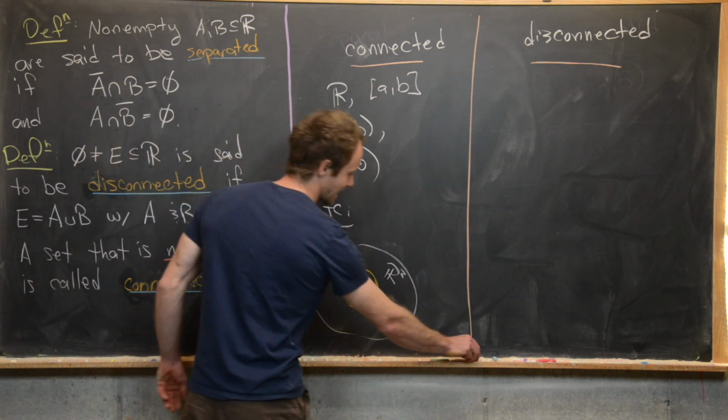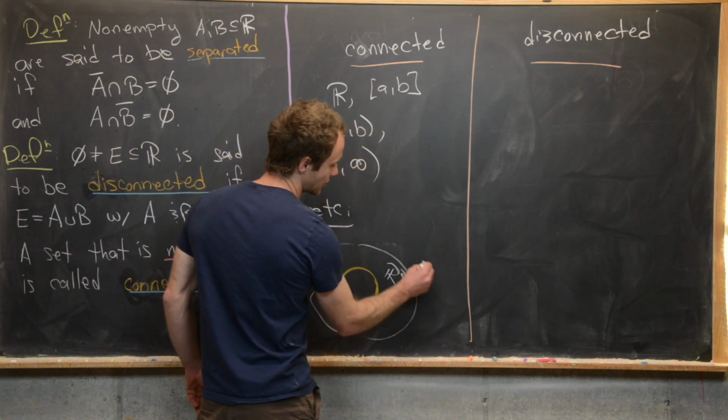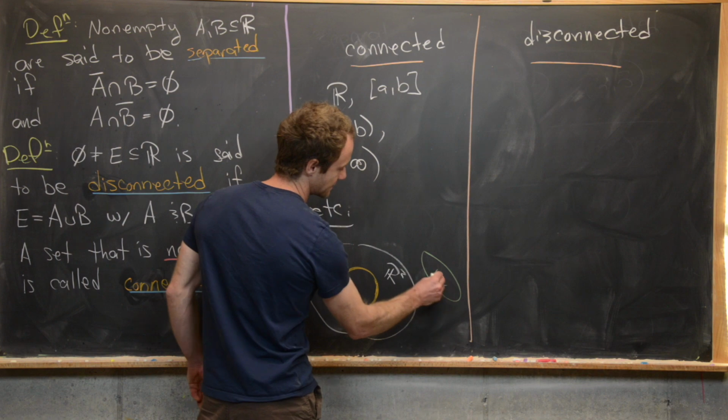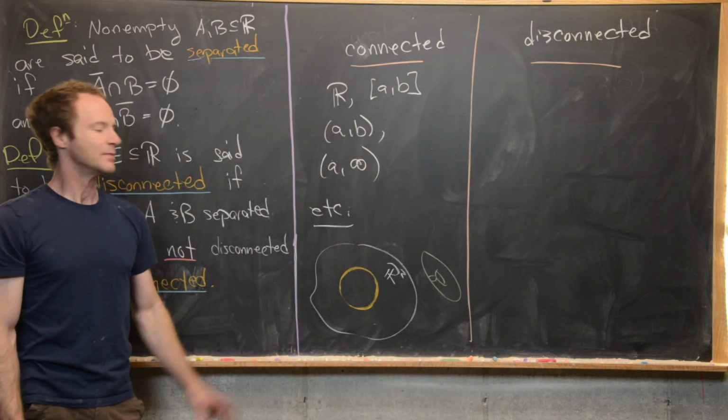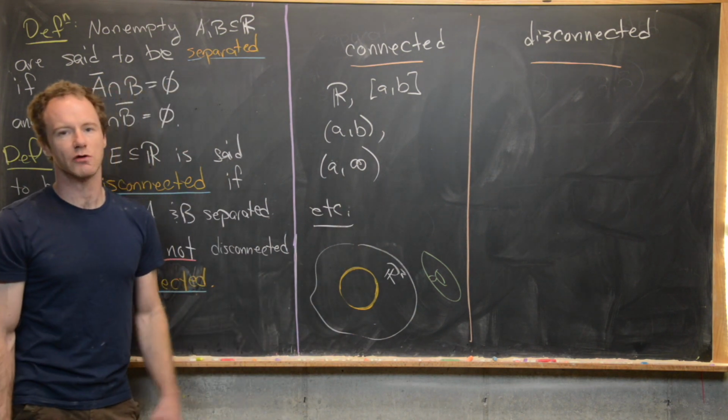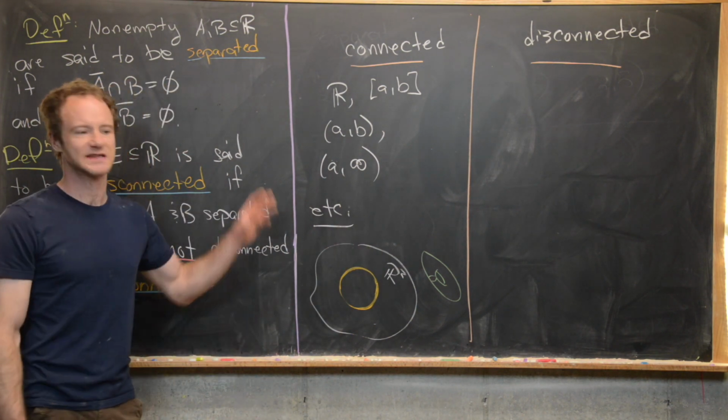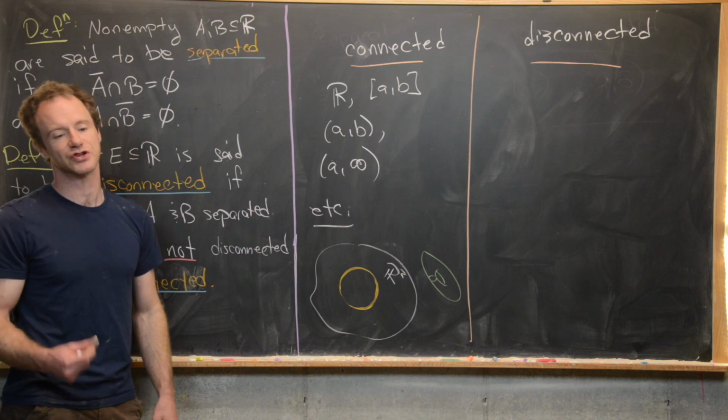And then furthermore, in R3, you could look at something like a torus, which is also interesting because it has this hole in it. So that kind of stuff doesn't really show up in R1, but that being said, it's good to be introduced to the definitions right here.